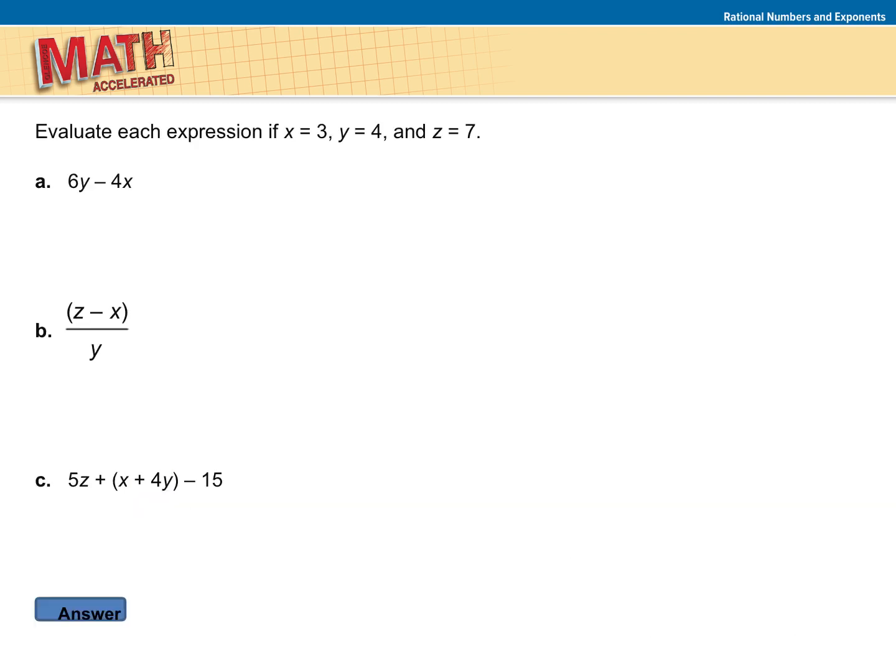Go ahead and try these 3. Do these 3: substitution and then order of operations.